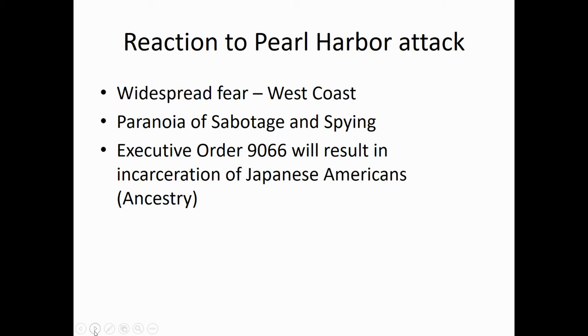There's going to be an executive order that's issued a couple of months after the attack that's going to result in the incarceration of Japanese Americans. And what the order stated was anyone of Japanese ancestry. And of course, that included a lot of non-immigrants, people born in the United States who just happened to be racially Japanese. Didn't speak Japanese, never been to Japan, but yet they were targeted because of their race.